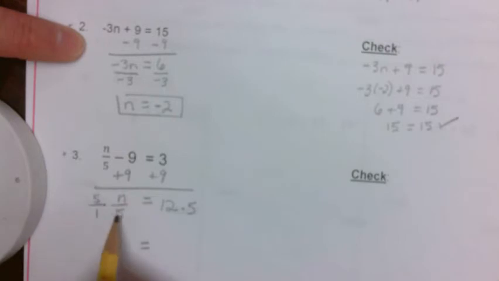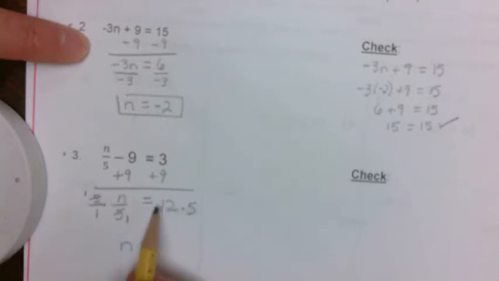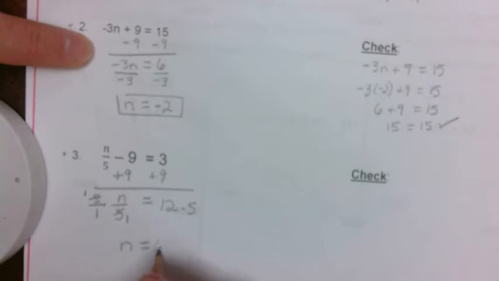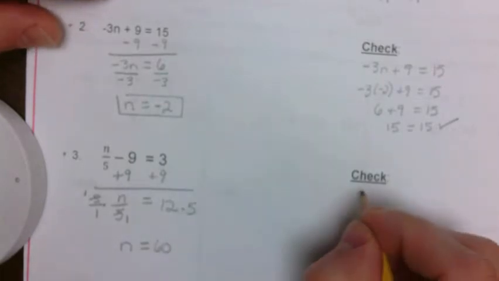On the left, my 5's in the numerator and denominator can simplify to 1's. So 1 over 1 times n over 1, that's just n. And on the right, 12 times 5 is 60. So I think n is 60. Let's do the check to make sure.